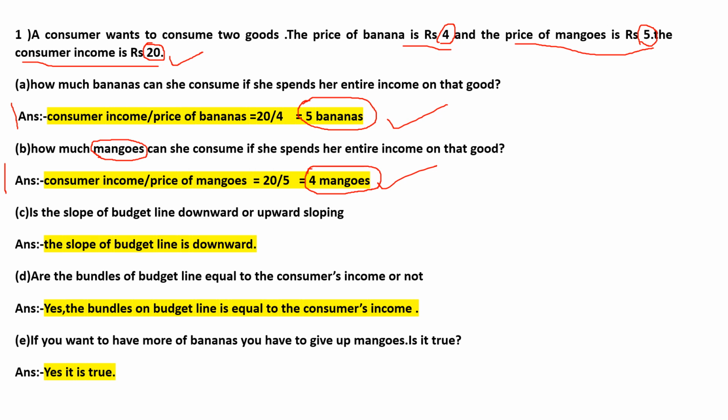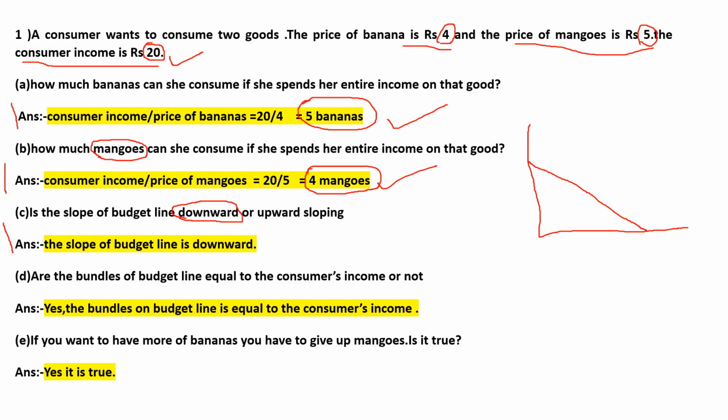Alright. Then the third question. Is the slope of the budget line downward or upward sloping? We know the slope of the budget line. If you have watched the budget line video, you know this concept very well. So how is the budget line slope? The slope is downward. If you have answered this correctly, you will get 1 mark. There is no need to give an explanation of why it is downward. Just give a straight answer: the slope of the budget line is downward. That is enough.